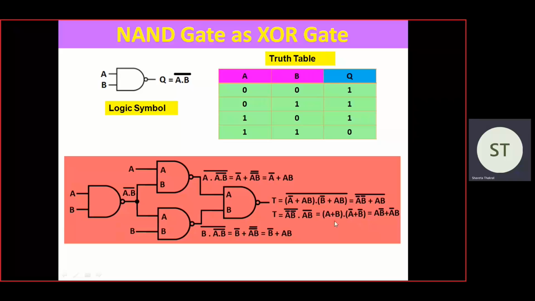Now solve it further. A is multiplied by A', that leads to 0. Then A is multiplied with B', we get it here. Then B is multiplied with A', we get it here. And BB' is also 0. So final result we are getting here is AB' plus A'B, and that is the Boolean expression of XOR gate, and the output variable we are taking is T. So T is the output of XOR gate, and this particular circuit we have designed using only 4 NAND gates. So this is a very important question, that design the XOR gate using only 4 NAND gates.